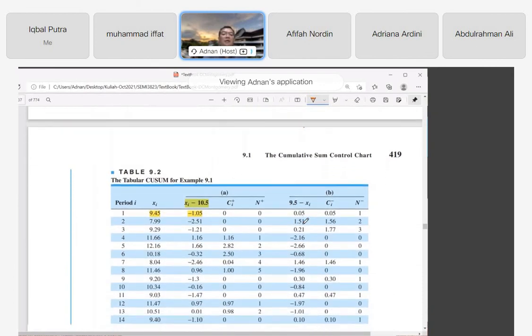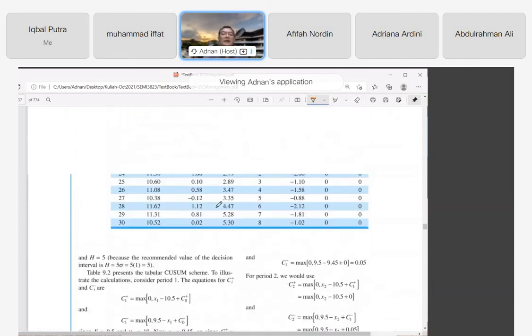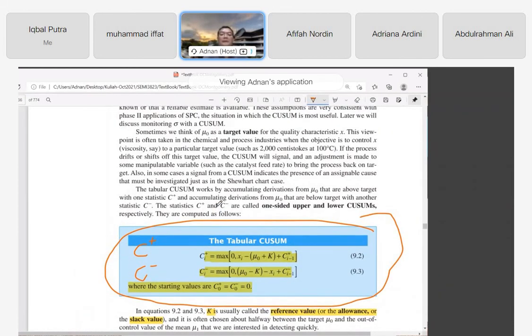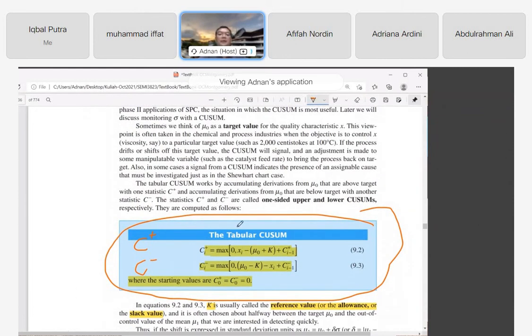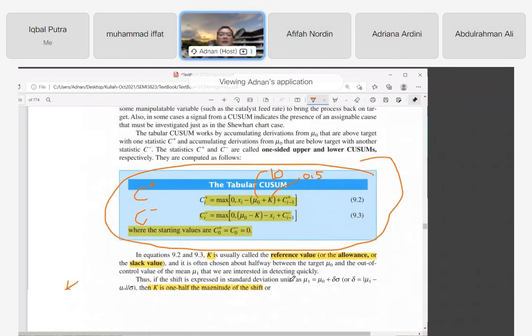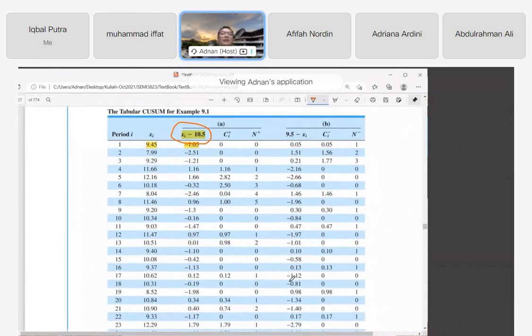So now, because of that, we have here 10.5. So not 10. Looking into the formula here, C plus, X minus this mu, is 10. Remember? Because we want to detect a 1 sigma shift, K is going to be equal to 0.5. So that's why you have the value here as 10.5. This is what we got in this table, 10.5.